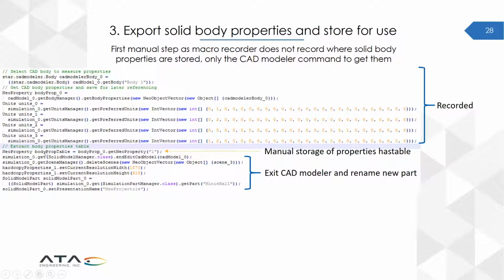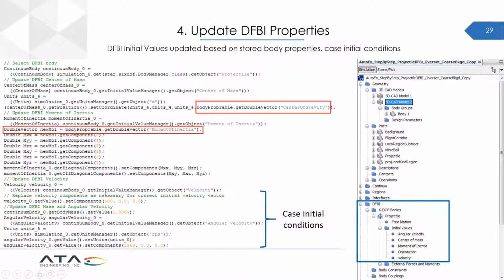So I added this line manually, neo property body prop table equals, and then get the property 1, that particular entry, which contains everything from center of mass, moment of inertia, geometric extents, etc. And so we've now stored that. Again, that was manually added, whereas the rest of this was all recorded based on the actions that I was doing in the simulation at the time.